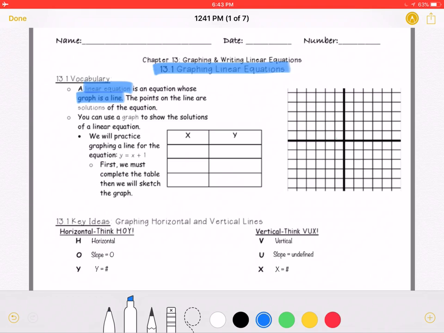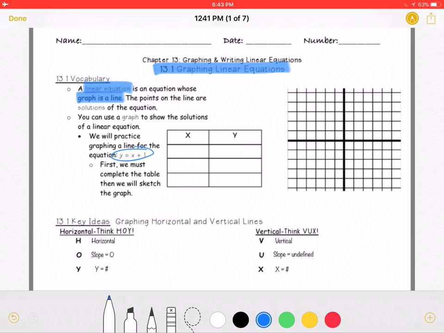So we're going to practice by first graphing a line for the equation y equals x plus 1. Now that's a linear equation. We have our x, we have our y, it's in y equals form. There's no squaring happening, there's no cubing. We know that it is just going to be a nice straight line.